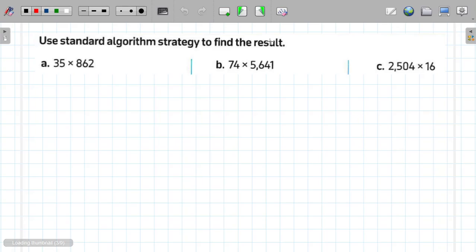Let's try again. I have the first one here. I have 35 by 862. I will write the big number first. So I have 8, 6, 2 times 35.